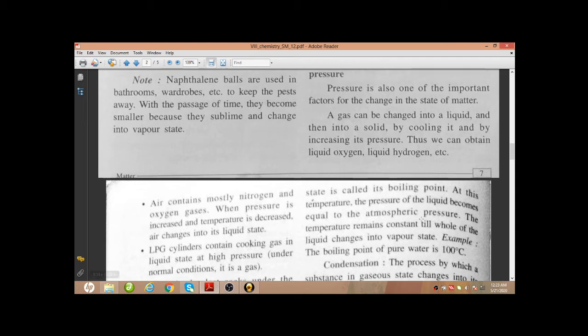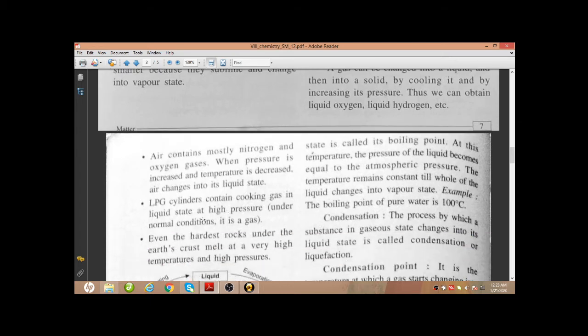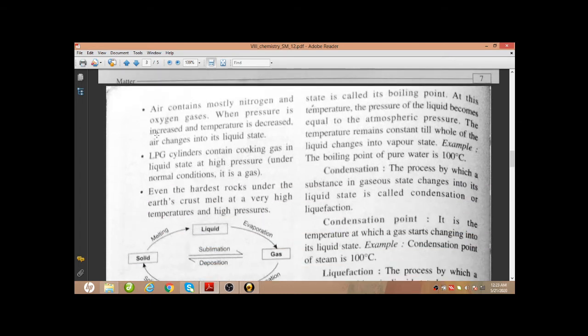In this process we can obtain liquid oxygen, liquid hydrogen, etc. The gases we can convert to the liquid form by applying pressure and lowering the temperature. So LPG cylinders of cooking gas have the liquid state of the gases at high pressure. We are converting the gas into liquid at high pressure.